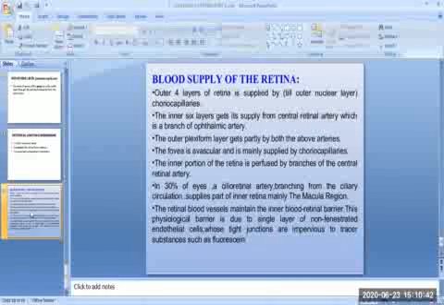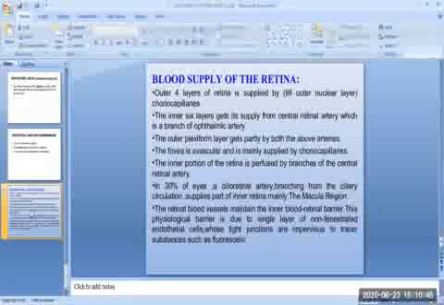The next slide is the blood supply of the retina. The outer four layers of the retina are supplied by the choriocapillaries, and the inner six layers get their supply from the central retinal artery, which is a branch of the ophthalmic artery. The outer plexiform layer gets supply partly from both of the above. The fovea is avascular and is mainly supplied by choriocapillaries. The inner portion of the retina is perfused by branches of the central retinal artery. In 30% of eyes, a cilioretinal artery branching from the ciliary circulation supplies part of the inner retina, mainly the macular region.